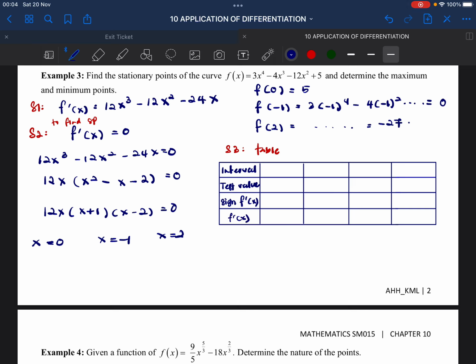Okay, so now, the number line. The lowest value here is negative 1, so this will be negative 1, then this will be 0, and this will be 2. Remember, for the table just focus on the x value. So here the intervals are negative infinity to negative 1, negative 1 to 0, 0 to 2, 2 to infinity. Then we can put in our test values. Here is negative 2, here is negative 0.5, 1, 3.